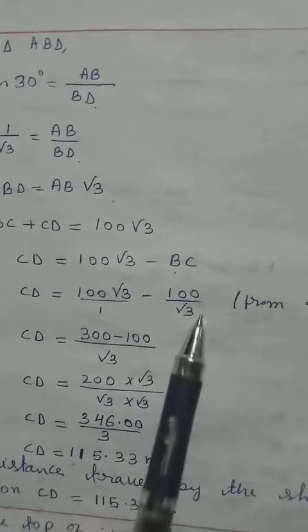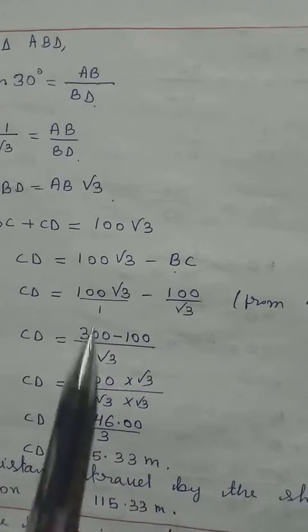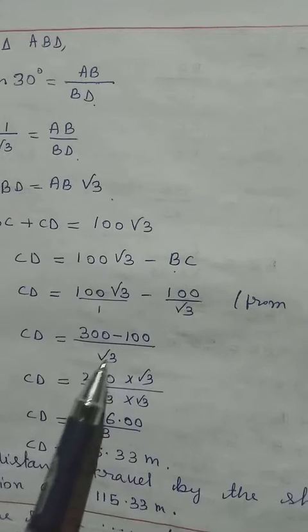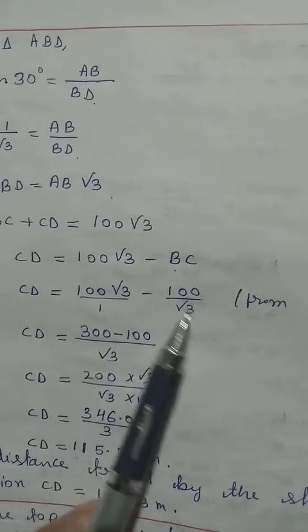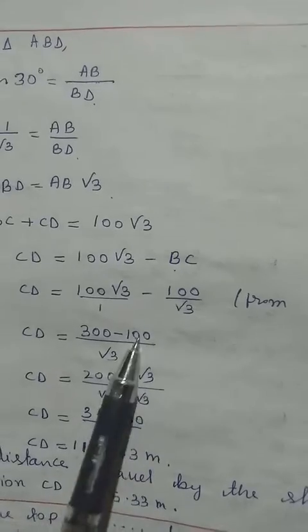So now we find the LCM. Root 3 and 1, root 3. 1 divided by root 3, root 3. So root 3 into root 3, 3. 3 into 100 will be 300. Root 3, 1. 1 into 100, 100. 300 minus 100 will be 200.